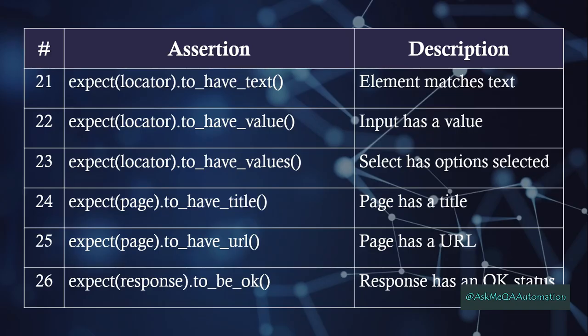So the last assertion is to be okay. This assertion is used to validate the API response is okay or not. We will see this in detail when we discuss about API automation.